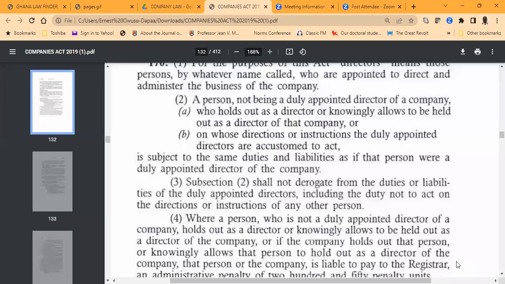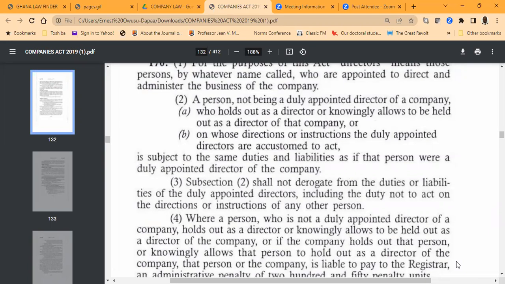appointed director. Duly appointed directors are entitled to certain rights or privileges, including payment of remuneration and so on and so forth. But you, as a busybody in the sense that nobody has appointed you a director, you are holding yourself out as a director, or you allow yourself to be held as a director. You will not actually be accorded the privileges or the benefits or rights which are enjoyed by those who are properly appointed directors.